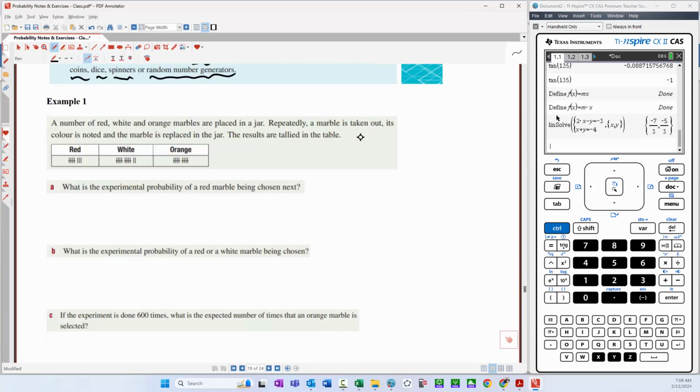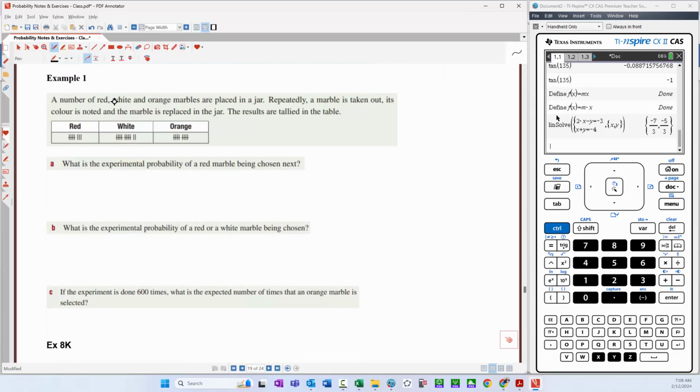So let's just see the example. A number of red, white, and orange marbles are placed in a jar. How many? Well, we don't really know. Repeatedly, a marble is taken out and its color noted, and the marble is replaced in the jar. The results are tallied in this table.